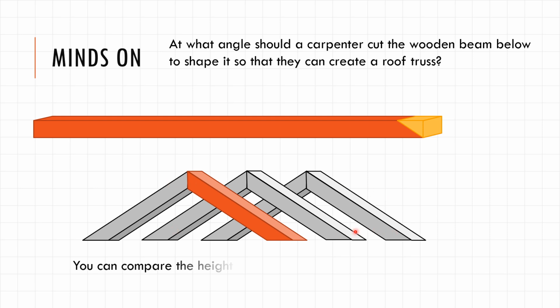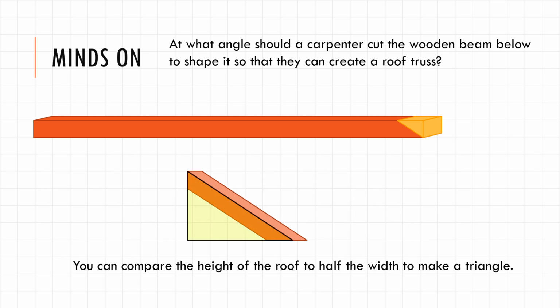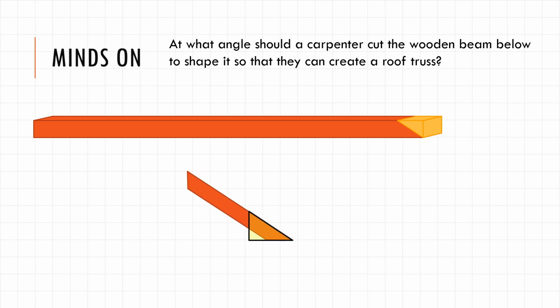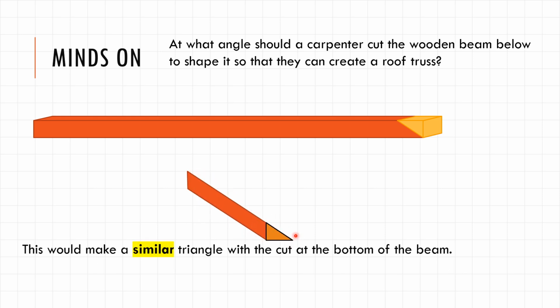Well, one thing we can do is compare the height of the roof to half the width, so that right here, and that allows us to create a triangle, just like so. If we are able to do that, then we can look at the bottom corner here and recognize that there's also a similar triangle at the bottom. A similar triangle means a triangle that has the exact same angles as the larger triangle here. And knowing that, we can say that, hey, this angle over here can help us find this angle over here.